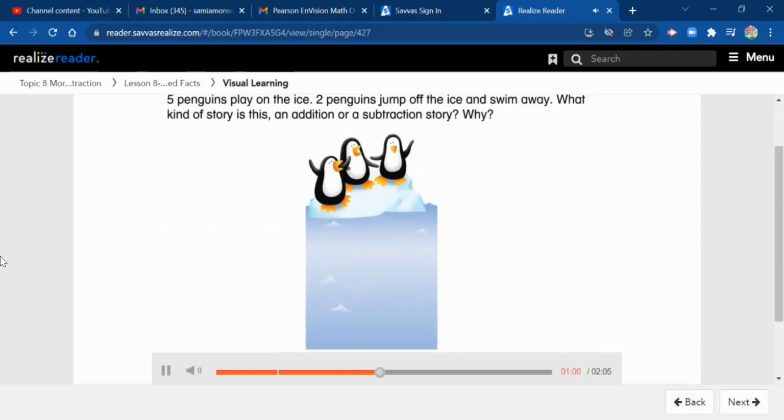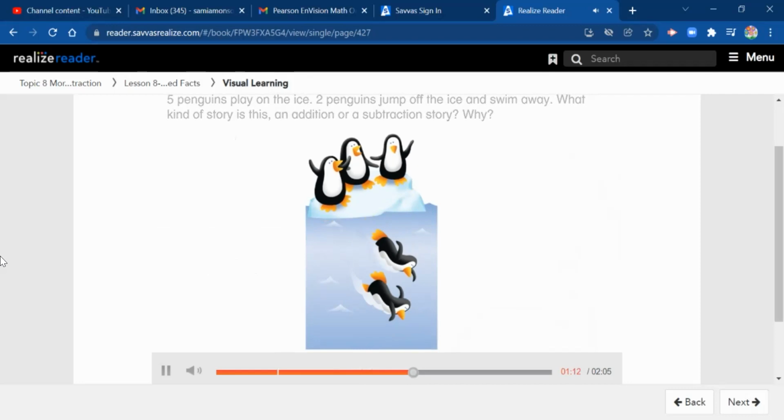5 penguins play on the ice. 2 penguins jump off the ice and swim away. What kind of story is this? An addition or a subtraction story? Why? It is a subtraction story. The 2 penguins are leaving.